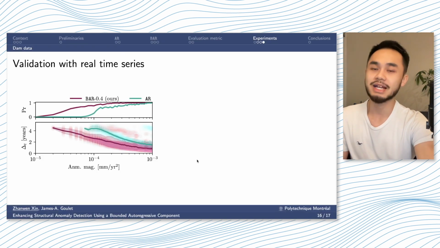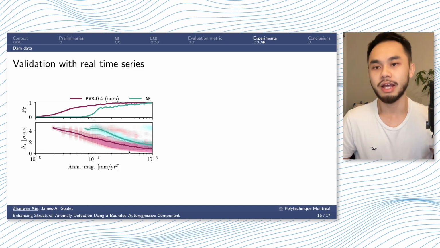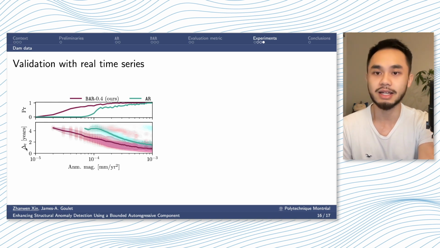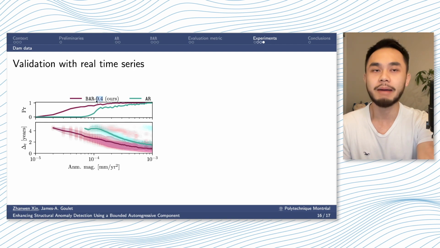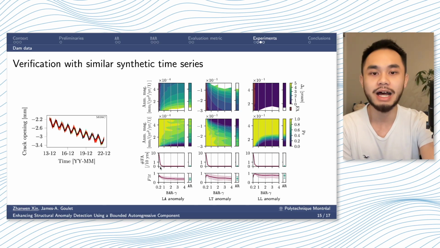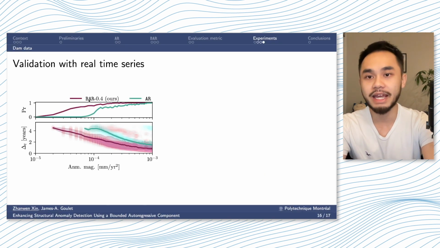So this shows the result from the validation part. The horizontal axis here is the anomaly magnitude, and the vertical axis for the first plot shows the detection probability. The second plot is the detection time. So here the gamma value is fixed to 0.4 because we want a false alarm rate to be lower than 1 false alarm per 10 years, which corresponds to the gamma value of 0.4 here.